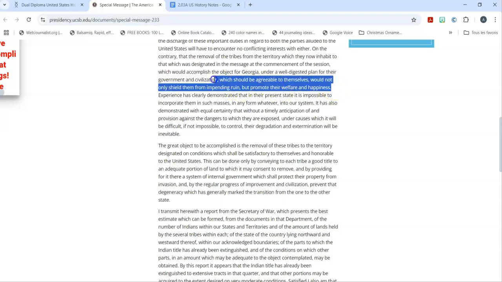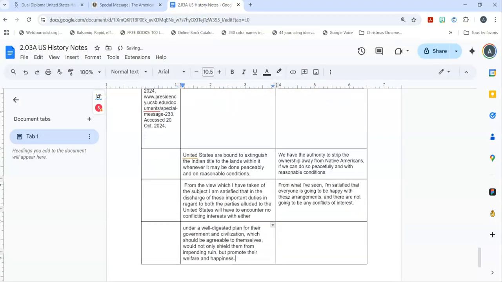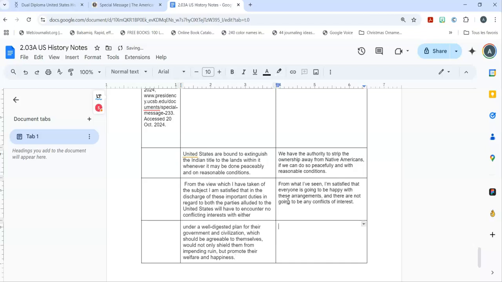So he is saying that they have created some kind of plan, and if they follow this plan, then they are going to avoid ruin. They're going to avoid some bad things that are going to happen if they stay in place. If they follow the plans we created, it will help them avoid what he calls impending ruin, like this ruin is going to happen. If you stay where you're at, it will be bad for you.